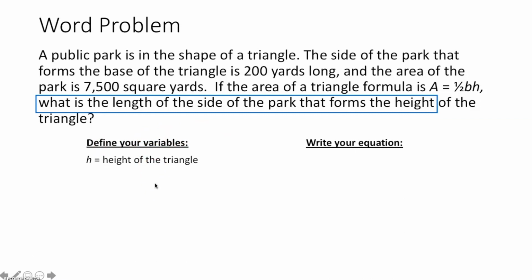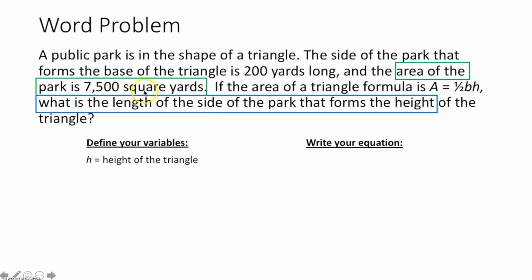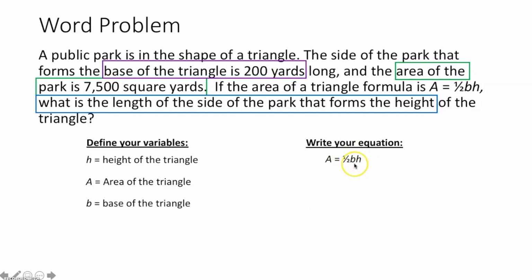Now, we're going to write our equation. We start with, is there any total? Is there anything it's equal to? Yeah, the area is equal to 7,500 square yards. Also, can we just use A as the area of the triangle because we're given a formula? A is the area of the triangle. We're also given the base of the triangle is 200 yards long, so B would be the base of the triangle. If we have this formula now that we're given, there's two ways you could solve this.